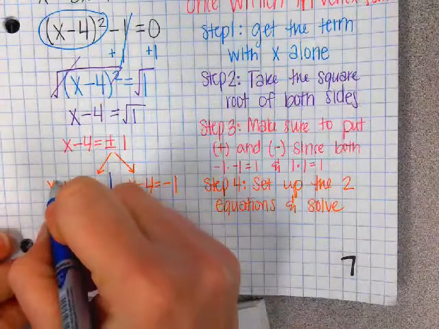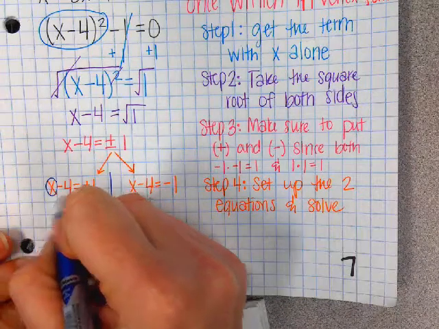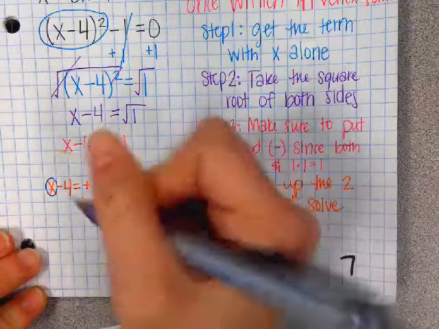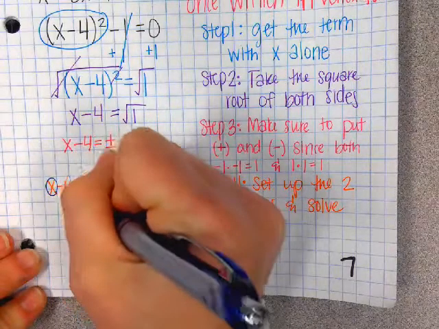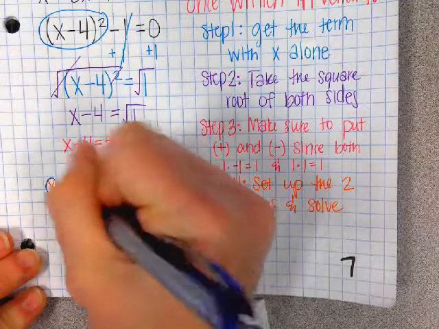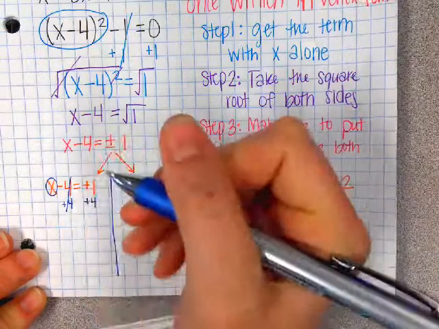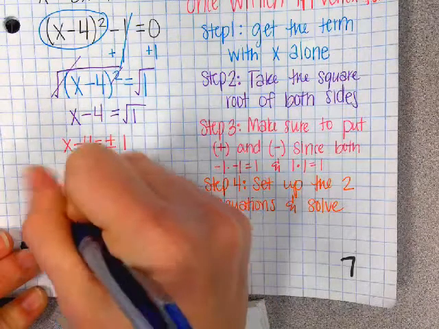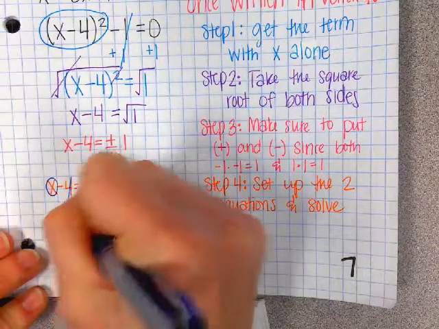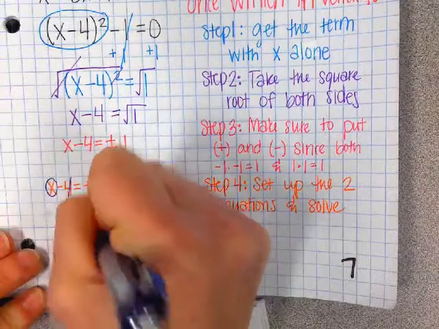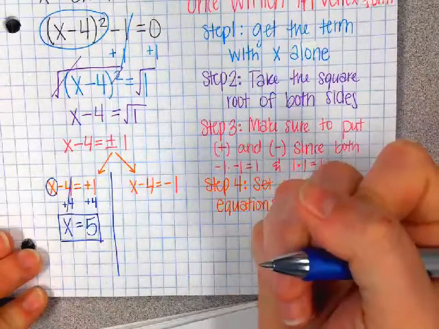Okay, so now I'm going to solve both of them. So I want to solve for this x. What's the opposite of subtract 4? Add 4. And I'm going to add 4 to a positive 1. So what is 1 plus 4? 5. So it would be x equals 5.